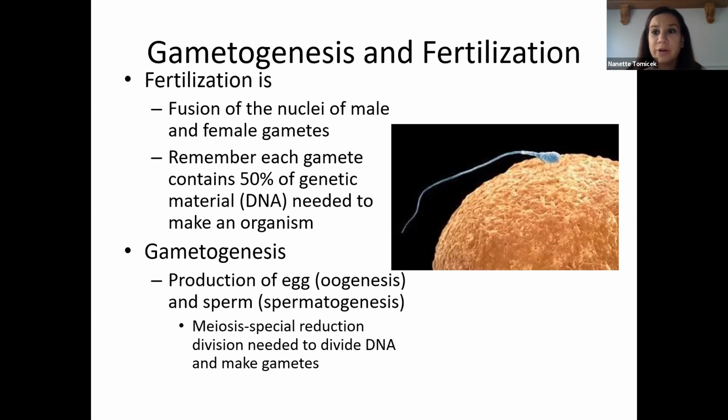So fertilization is the union of sperm and egg. You have to remember that the sperm cell and the egg cell only have 50% of the information to make a person, which is why we need to put them together to make 100% of the information needed. Now, the process by which we make egg and sperm is gametogenesis, and that's what we want to walk through today. They are similar processes, but there are some really key differences between the two.